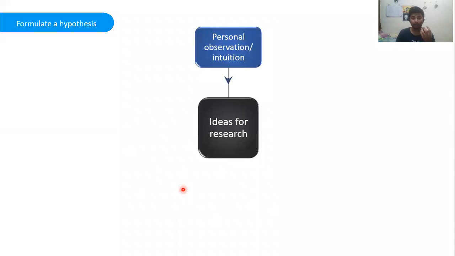So now we come to how we actually generate a hypothesis. First, where do these ideas come from? How do we actually get a research question? One of the major ways is personal observation or intuition. That is majorly where we get the ideas from. There are many things we are curious about on a daily basis. We observe everything. We observe each other.